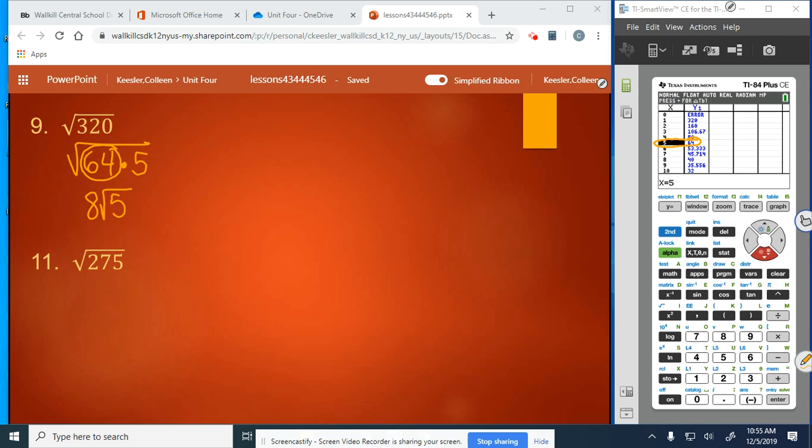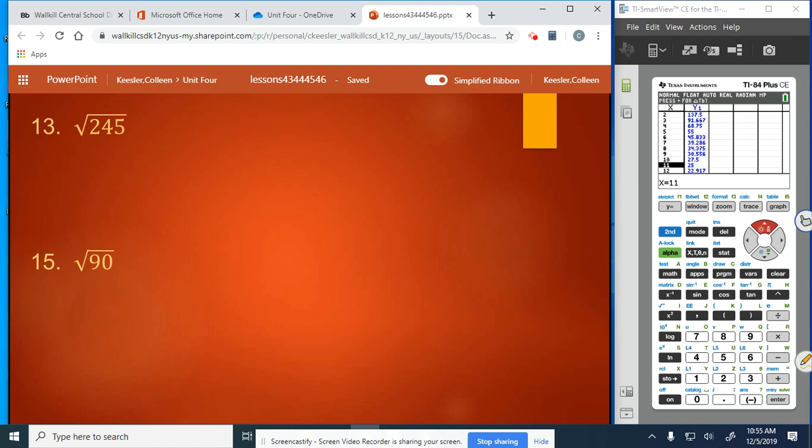275, I know has a factor of 25, but I want to check that there's nothing larger. So I'm going to go to y equals 275 divided by x. And I get 1 in 275, 5 in 55, and 11 in 25. So that is definitely going to be my largest perfect square factor. So we have square root 25 times 11. Square root of 25 is 5, and I'm left with radical 11. And 11 is prime, so we know we can't simplify it any further.